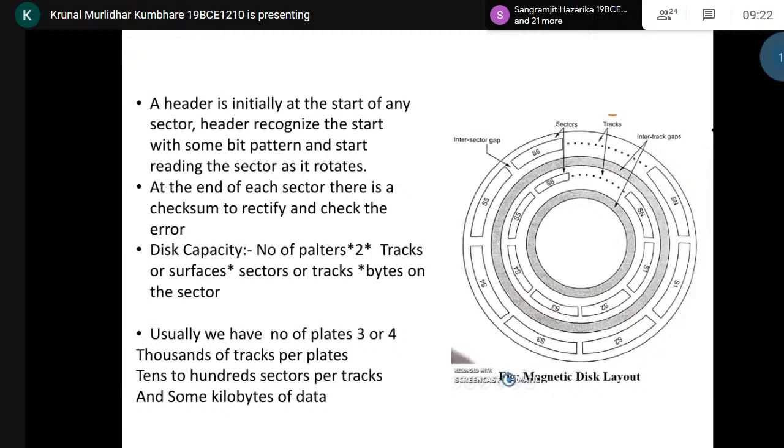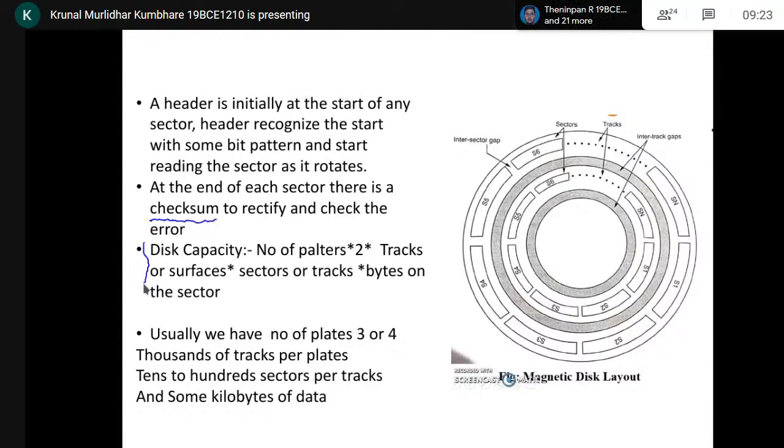Then a header is initially at the start of any sector, and the header recognizes the start with some bit pattern, so you understand this is the start of a sector. At the end of each sector there is a checksum. Checksum is to check and rectify errors. And basically, this is an important formula.